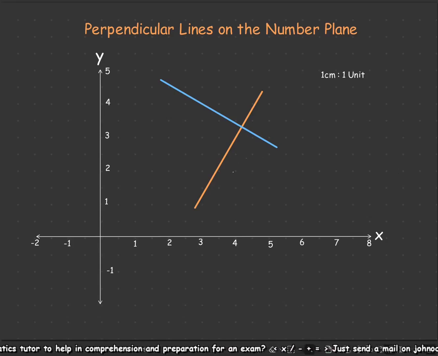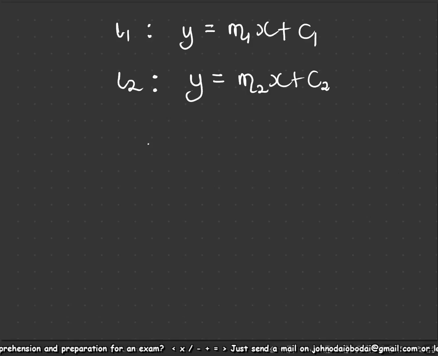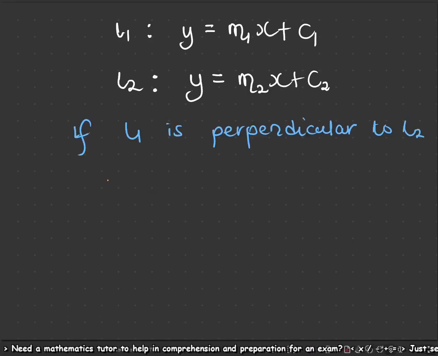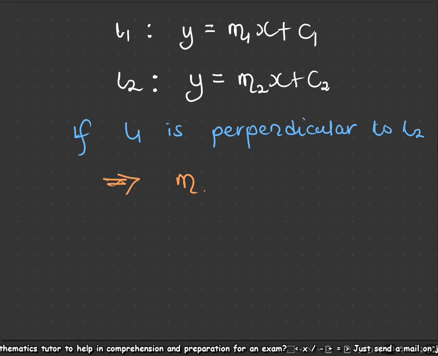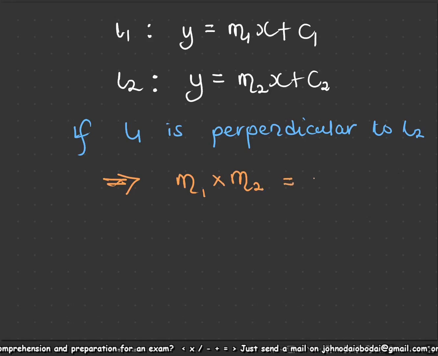Now, for these perpendicular lines, they have a nice and interesting property that helps us to solve one if given the other. The property is that for two lines, L1, where y is equal to m1x plus c1, and then for L2, whose equation is this, if L1 is perpendicular to L2, then it implies that the product of their gradients, that is m1 times m2, is equal to -1. The product of their gradients is equal to -1.